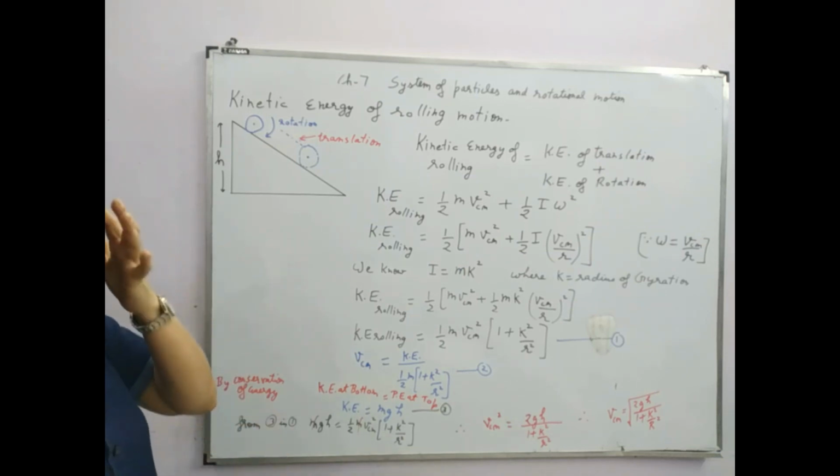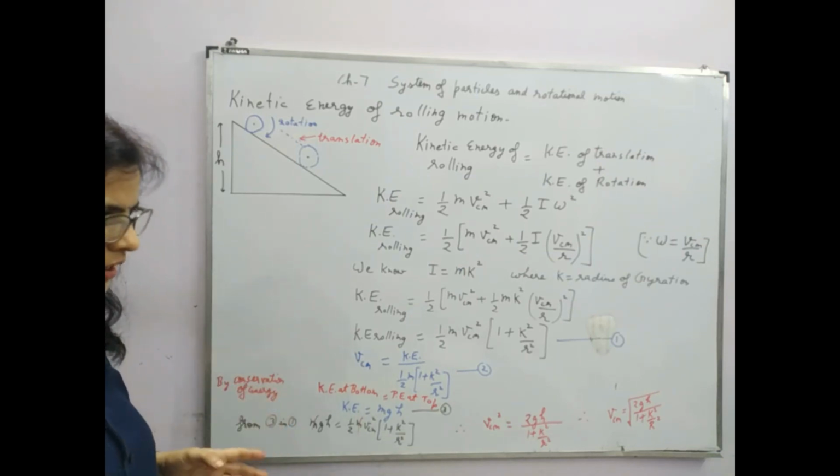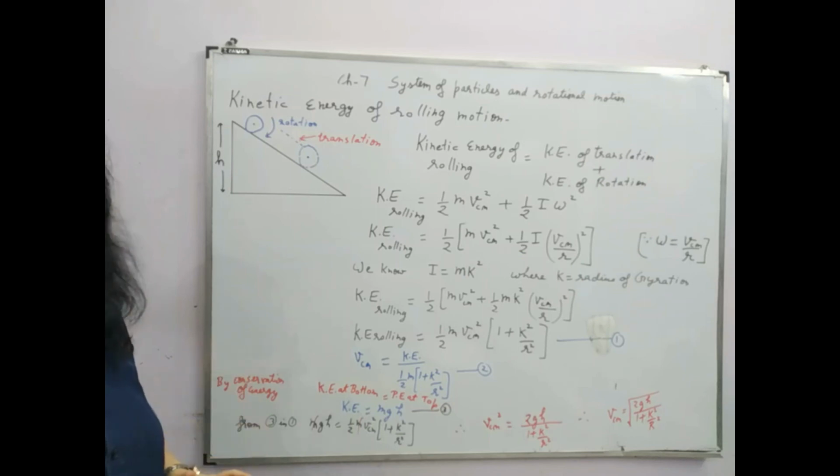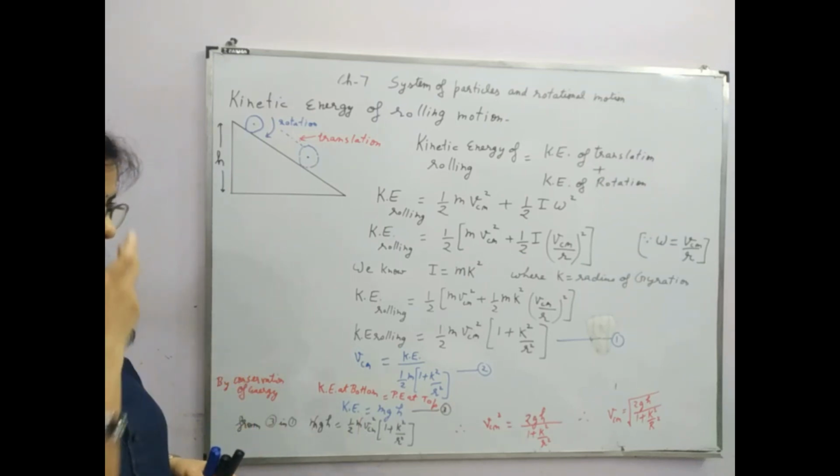If you know the value of radius of gyration for any body, you can calculate the velocity of its center of mass and also the kinetic energy of rolling of that body, right?